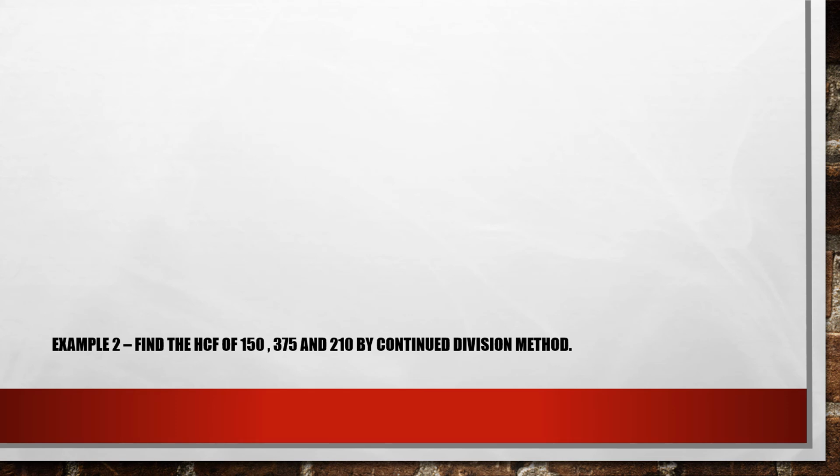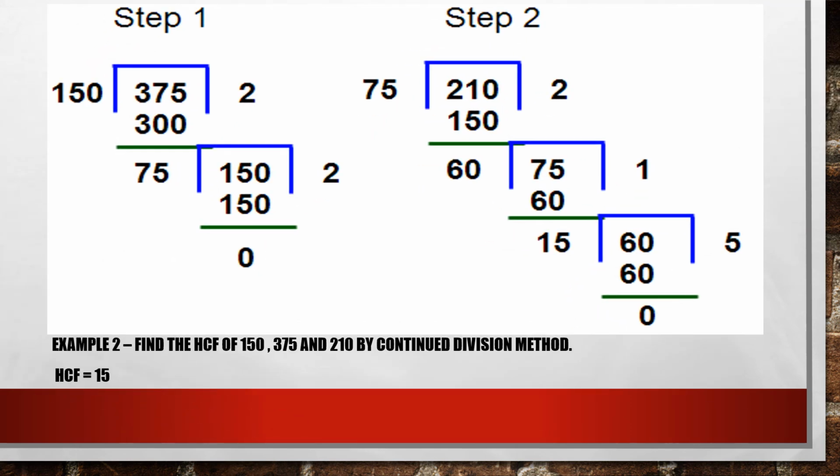Suppose we have three numbers for finding the HCF. Here also we can use the continued division method. Let us see with the help of an example. The question given is to find the HCF of 150, 375 and 210 by the continued division method. We prefer to do this when there are three numbers or the given numbers are larger. So here we divide 375 by 150.